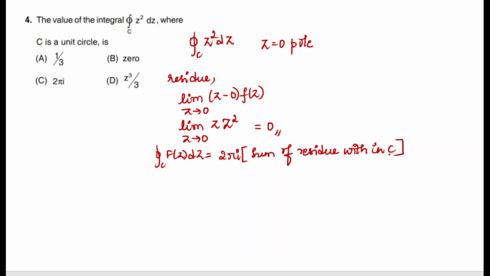contour C, right? Now the sum of the residue is, we got it to be 0, because z equal to 0, here they are asking the unit circle, means the pole lies inside the circle only. So the value is 0, 0 into anything is 0 only. So we are getting the value to be equal to 0. So which is the right option? Option B is the right option. Yes, let us proceed to the next question.